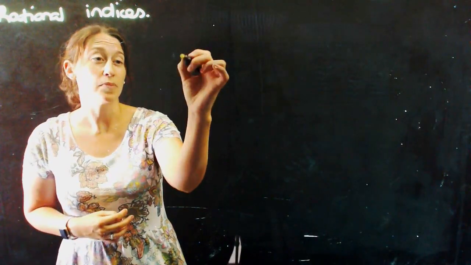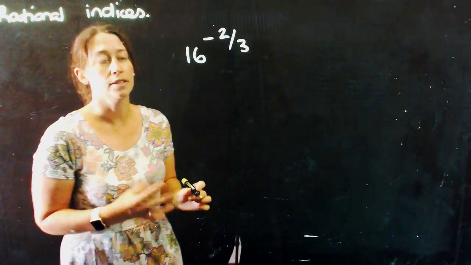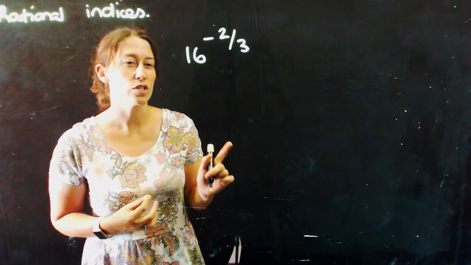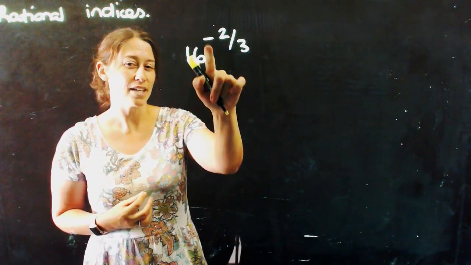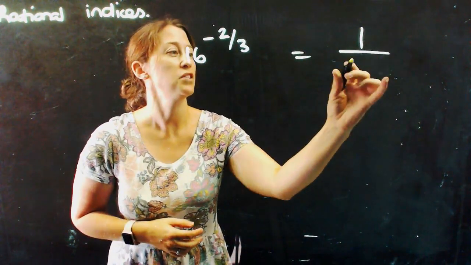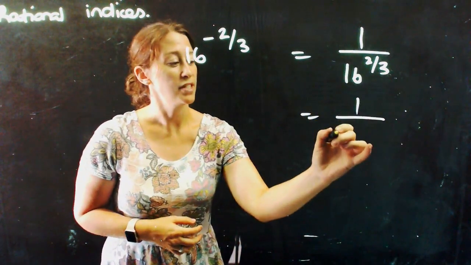And the last example I'm going to do is 16 to the negative 2/3. So looking at this, the denominator is a 3. That tells us we're going to do the cube root. I've also got a negative power, so I'm going to do 1 over all of this. So I want to write that first. So 1 over 16 to the 2/3. Then I'm going to cube root the 16.